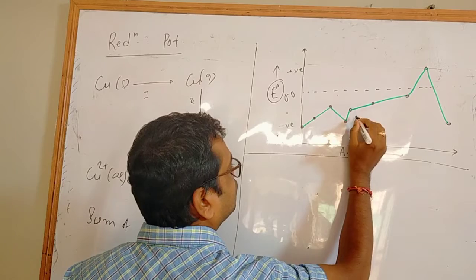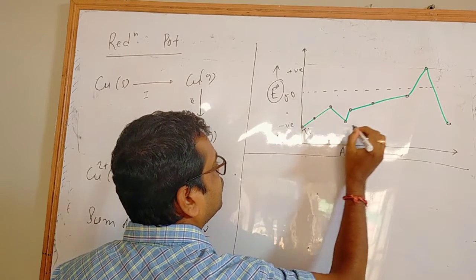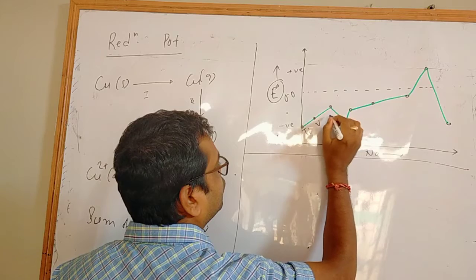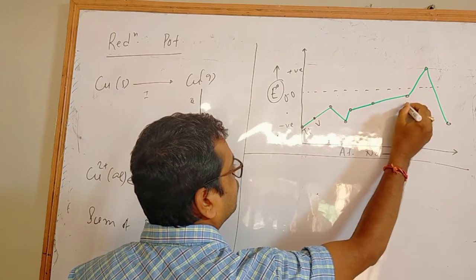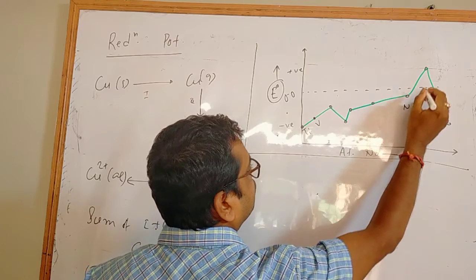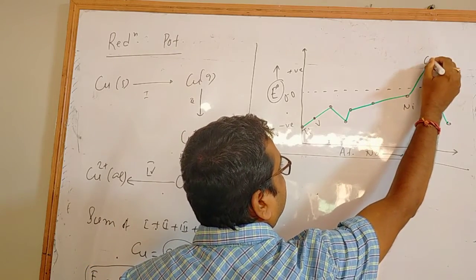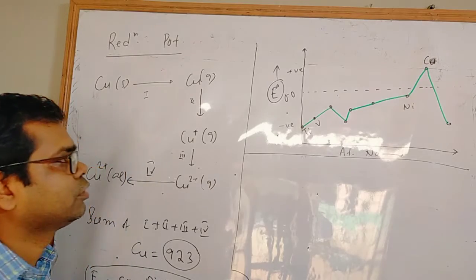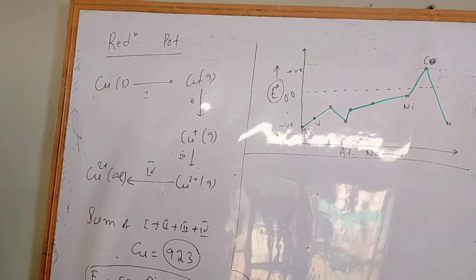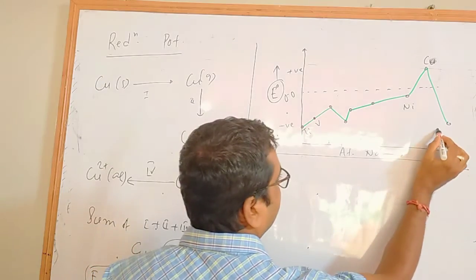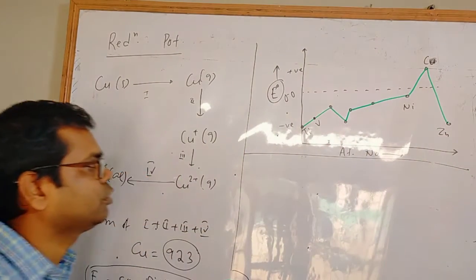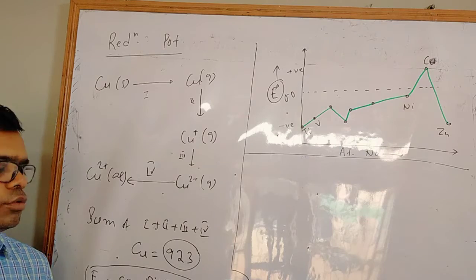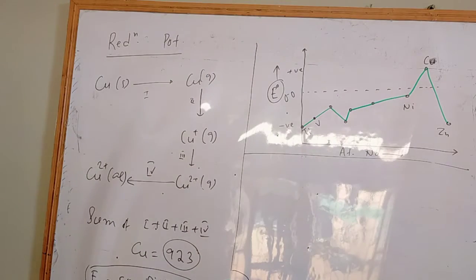So this starts from titanium, vanadium, chromium, manganese, iron, cobalt, nickel, copper, zinc. Copper only has a positive electrode potential, and the rest of them are negative electrode potential. Below this line, all these are negative electrode potentials. So that is what you have to learn. Most of the elements have negative electrode potential.